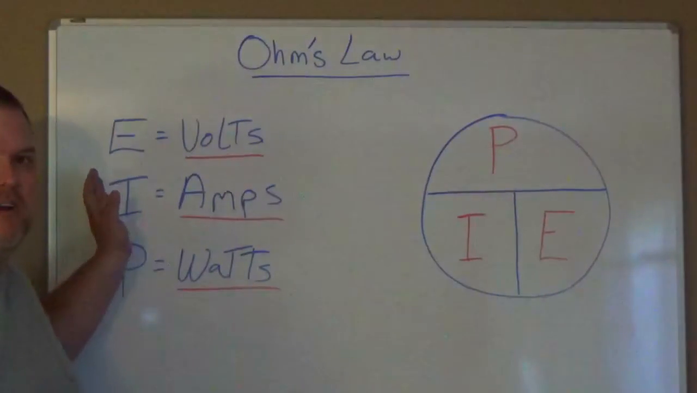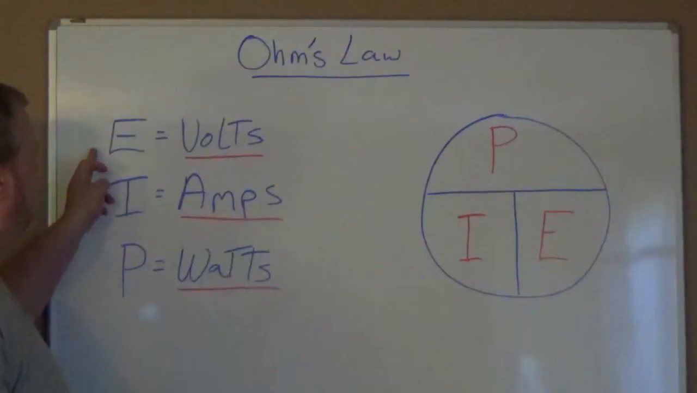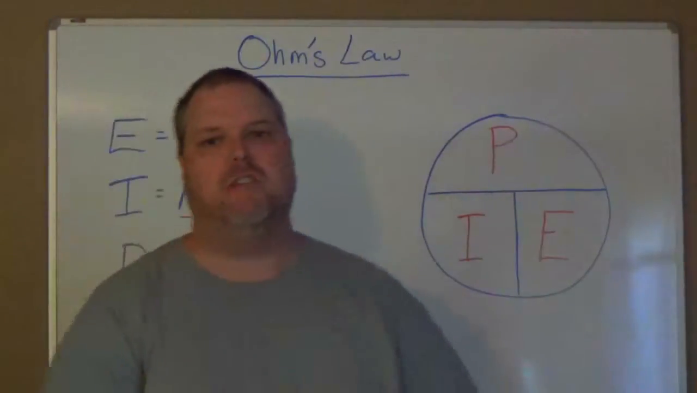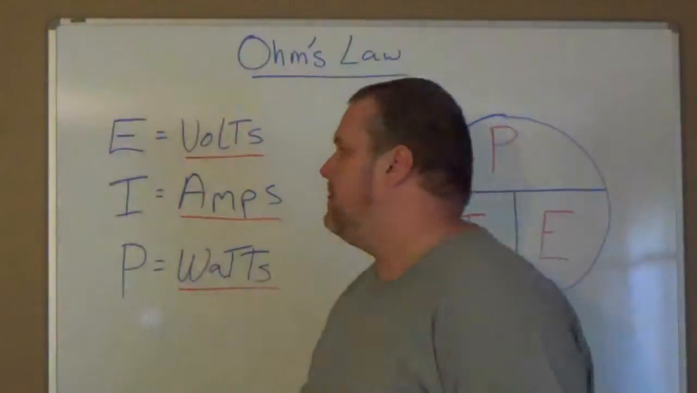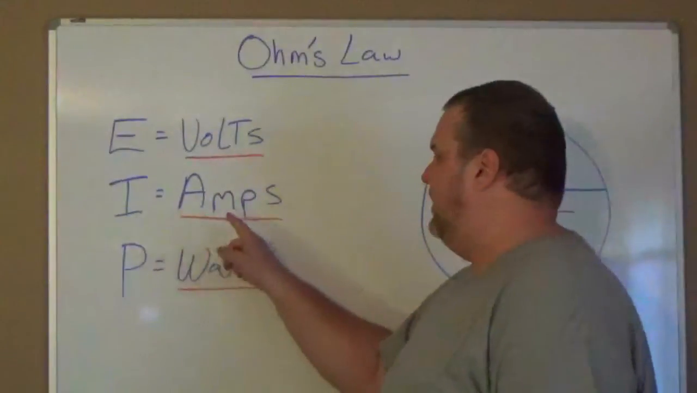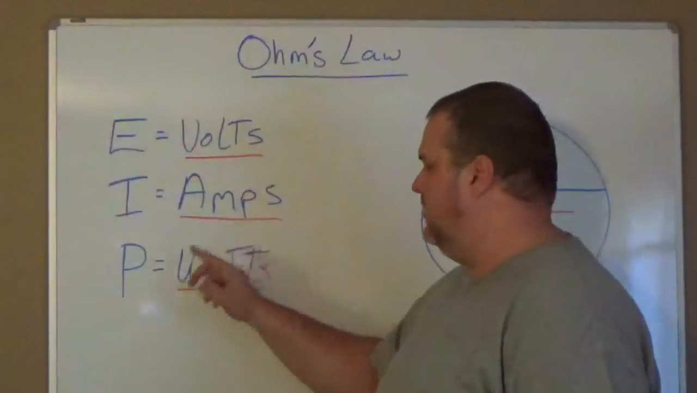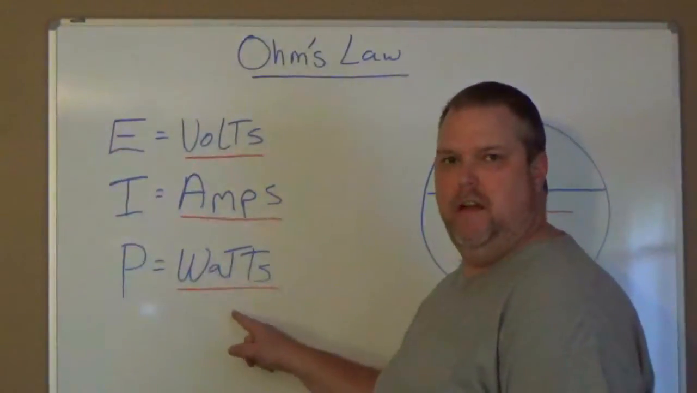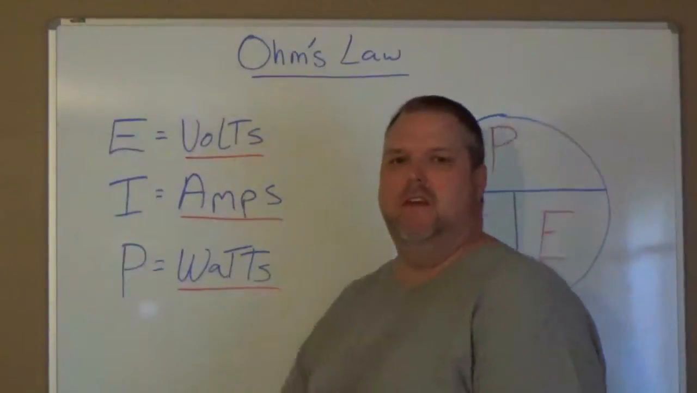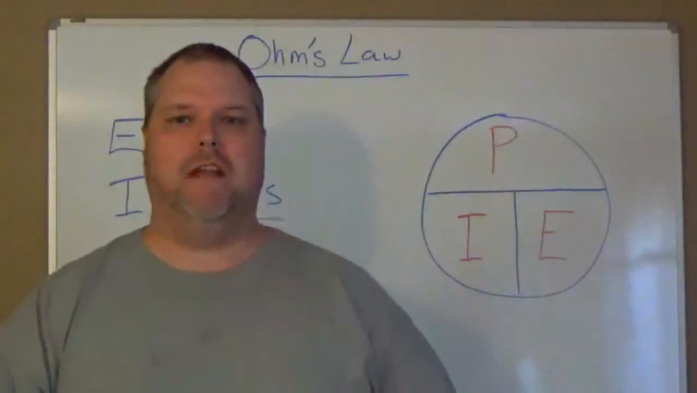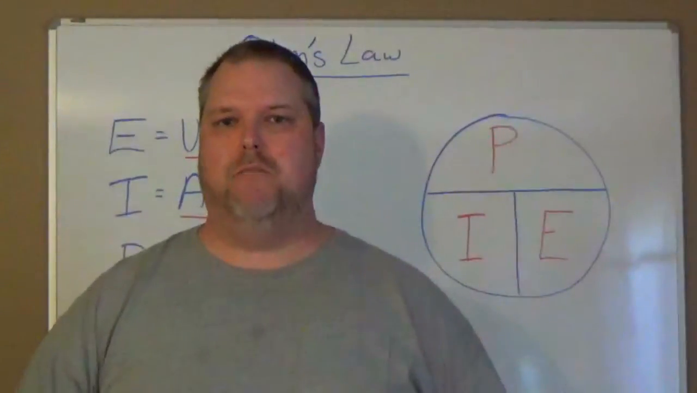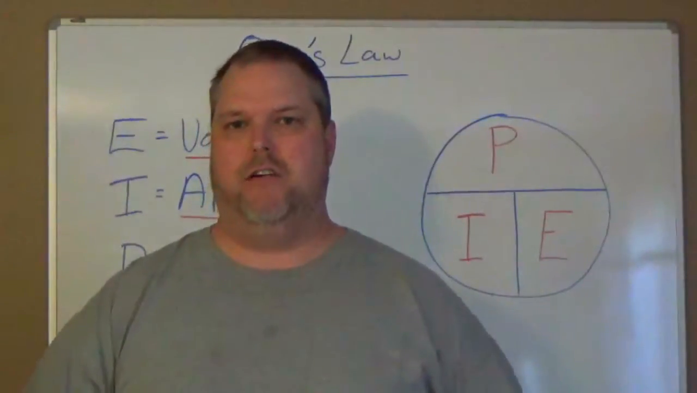A couple things I want you to understand. Volts is going to be a designation for E. I will be a designation for amps. And P will be a designation for watts. We need to know two of these variables in order to find the third.